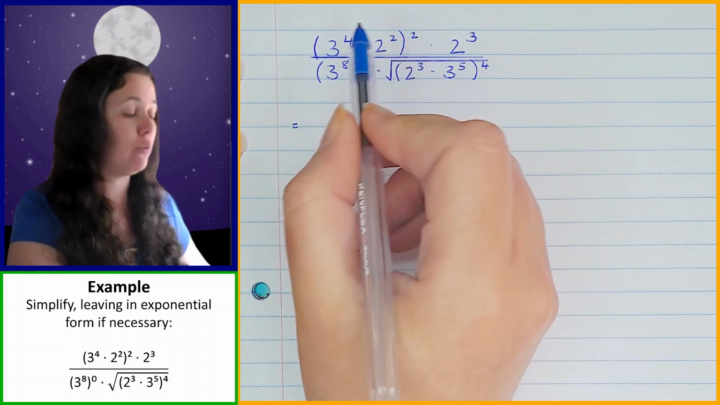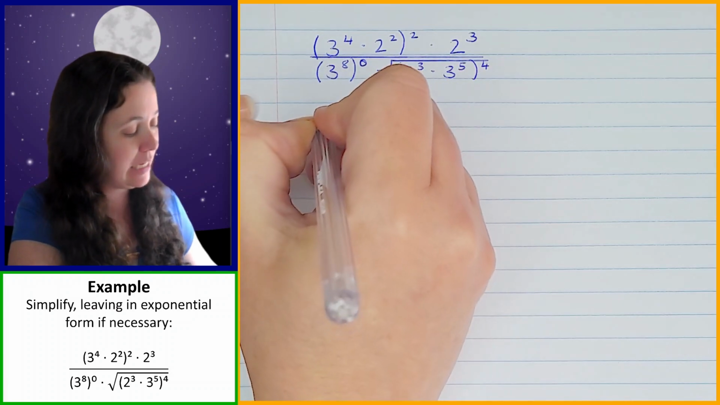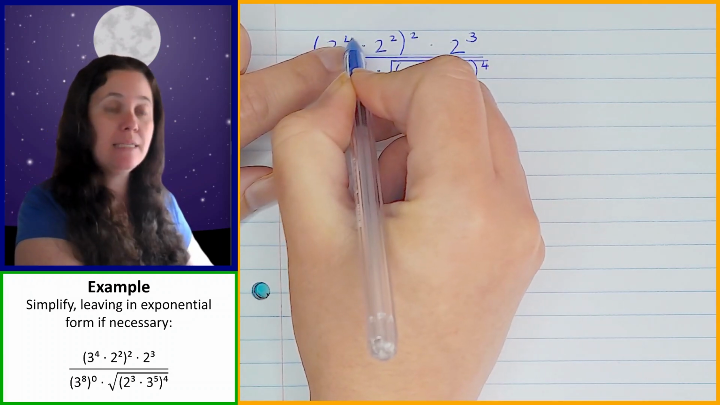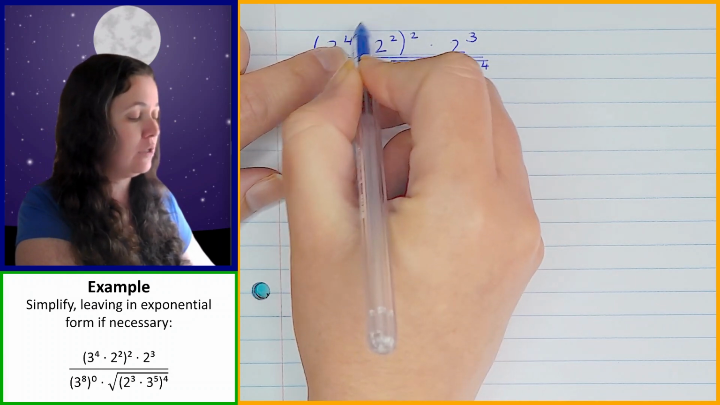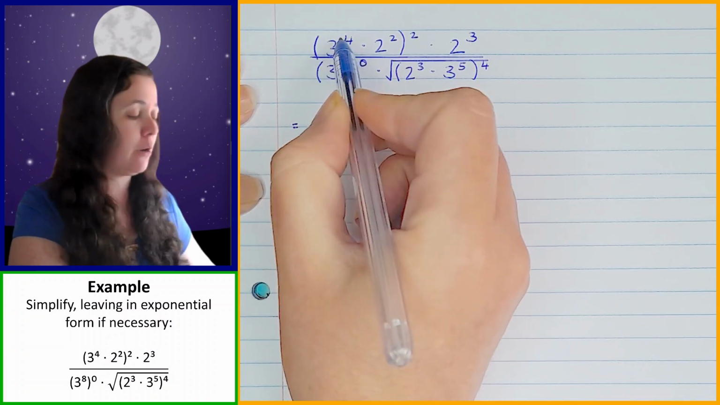Okay, so over here, 3 to the power of 4, squared. Our law is when we're raising a power to a power, the base stays the same, so the 3 is going to stay 3, and we're going to multiply the exponents, the one inside and the one outside. So I've got 4 times 2 is 8. Okay, so that's the 3 to the power of 4 sorted out.